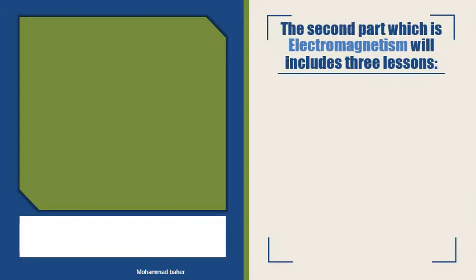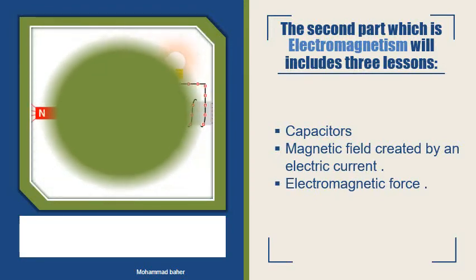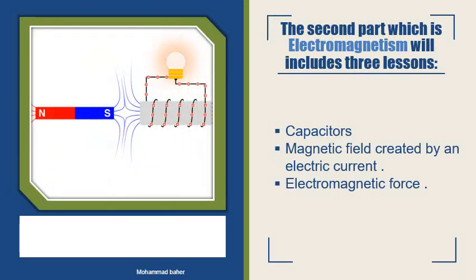The second part, which is electromagnetism, will include three lessons: capacitors, magnetic field created by an electric current, and electromagnetic force. And this unit is very important for our daily life, and it is a combination between electricity and magnetism.